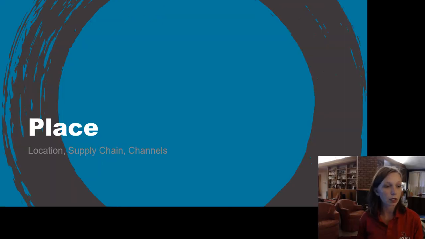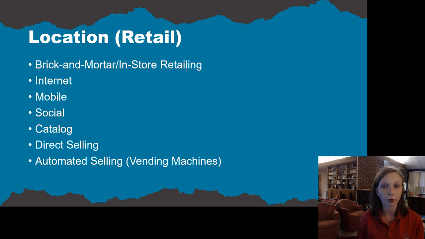Okay, next we're going to talk about place, which involves location, supply chain, and channels. There are a number of different retail locations that we can talk about. First, we have brick and mortar, which is in-store retailing where you physically go to a store to make purchases. This is still the most common retail location. We also have internet and mobile and social, which is going to involve buying products through social media. We still have catalogs, direct selling, and automated selling, which is vending machines.